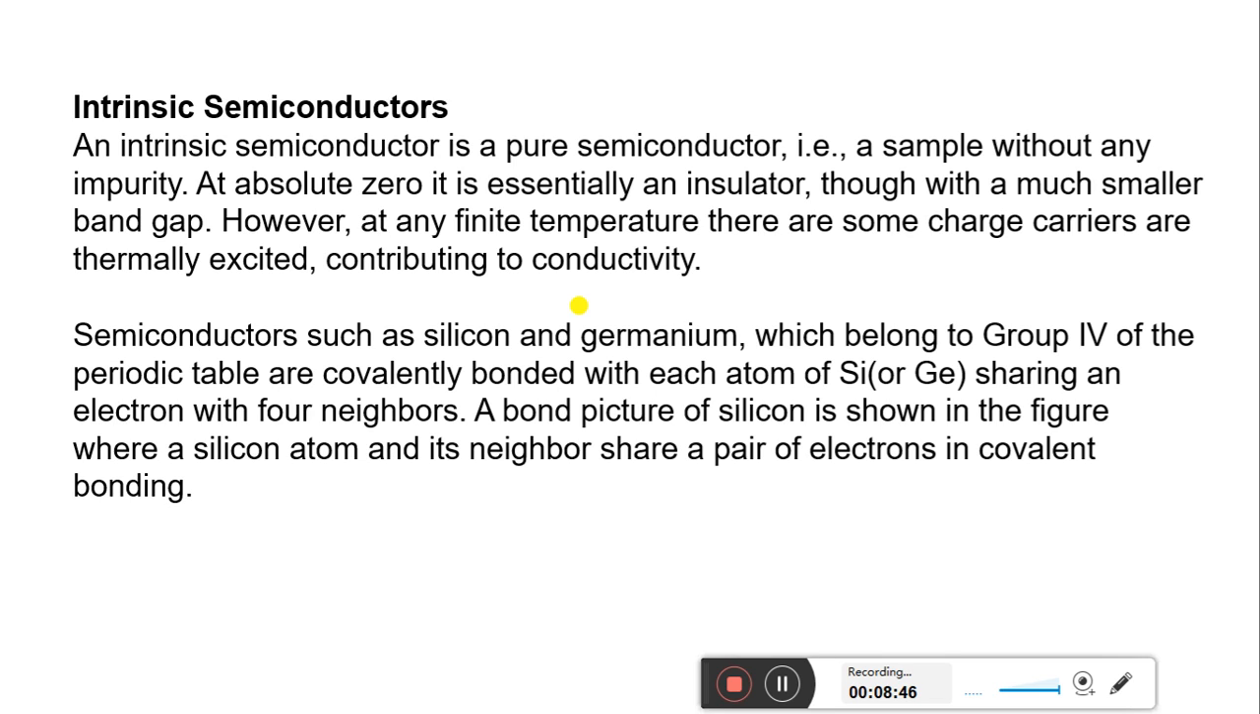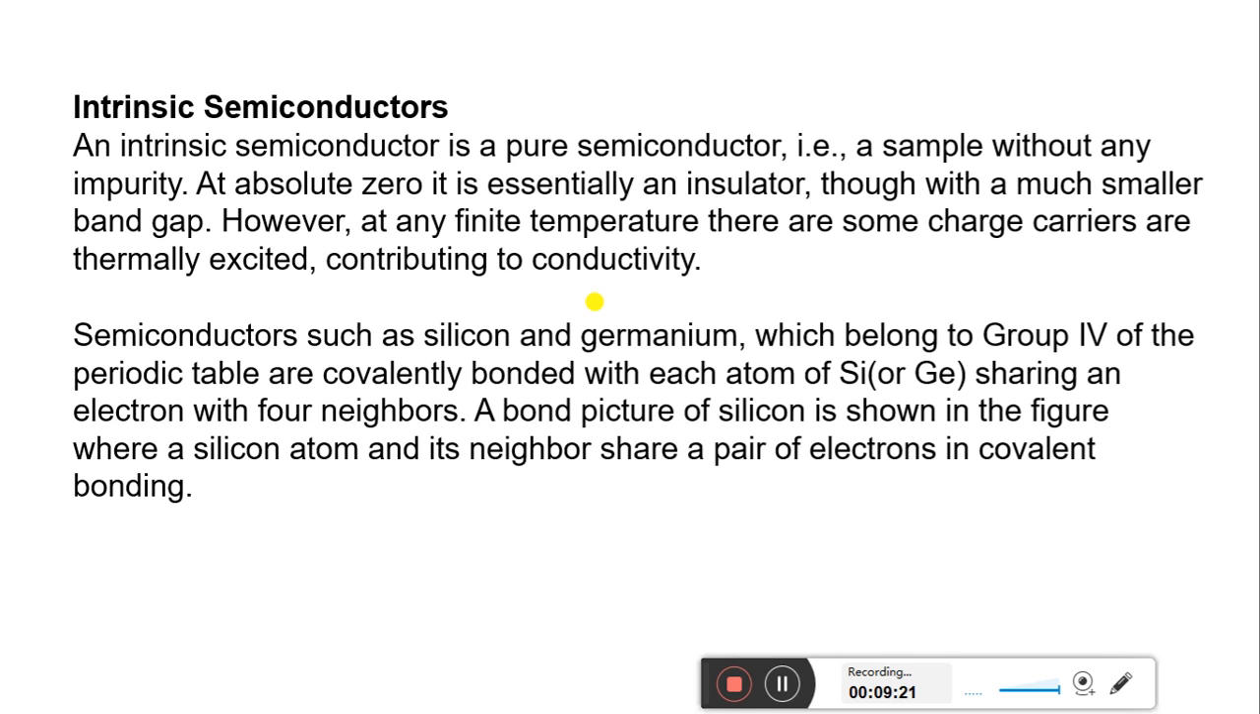So semiconductors such as silicon and germanium, which belong to group 4 of the periodic table, are covalently bonded, with each atom of silicon or germanium sharing an electron with 4 neighbors. A bond picture of silicon is shown in the figure, where a silicon atom and its neighbor share a pair of electrons in covalent bonding. That's why there are no free electrons available in an intrinsic semiconductor.